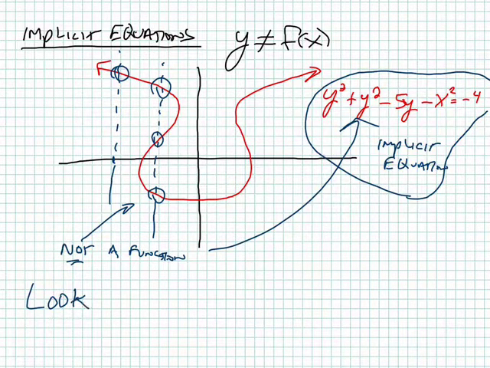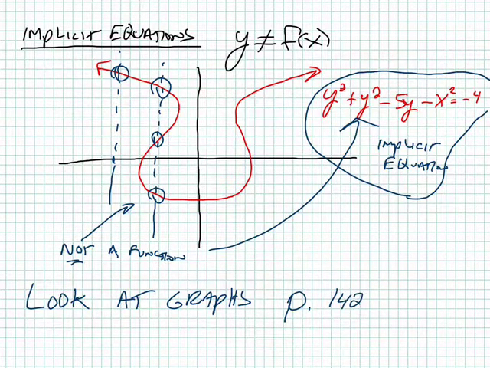So what I want you guys to do is, I'm going to write this down. I want you to look at the graphs on pages 142 through 147, just so you can kind of get an idea of what the graphs of implicit equations look like. On pages 146 and 147 at the end in the homework, there's a couple functions in there, and you can kind of see those. And actually, let me look at those.